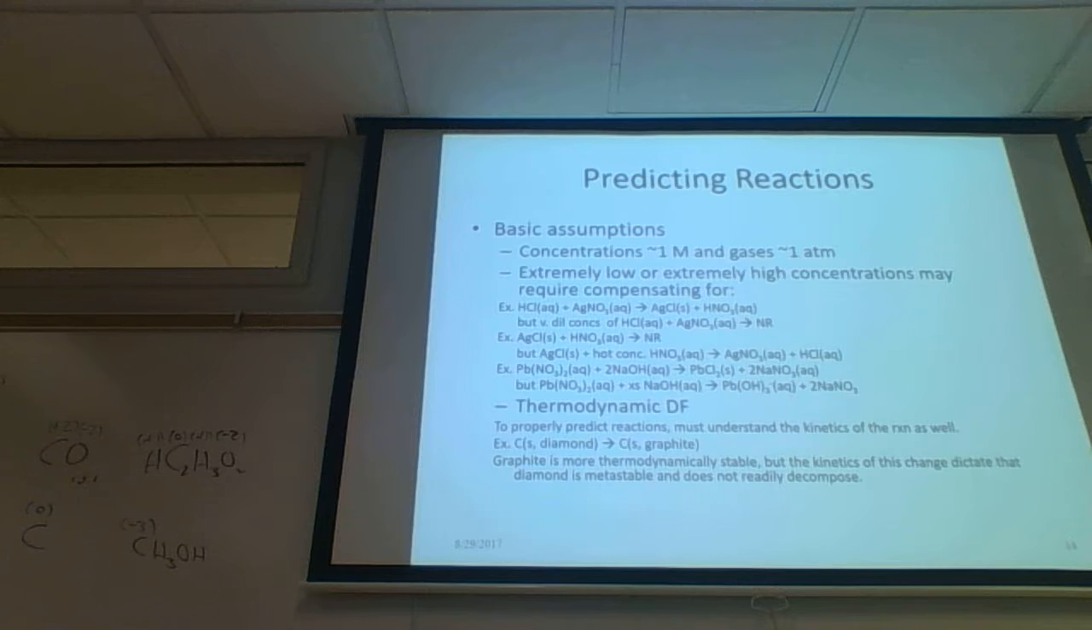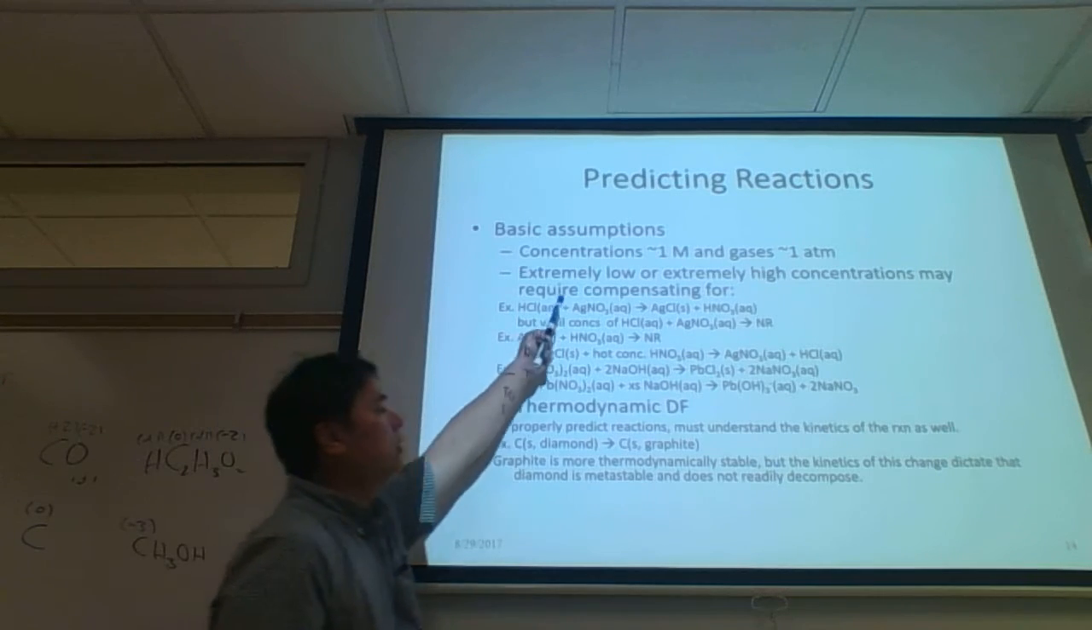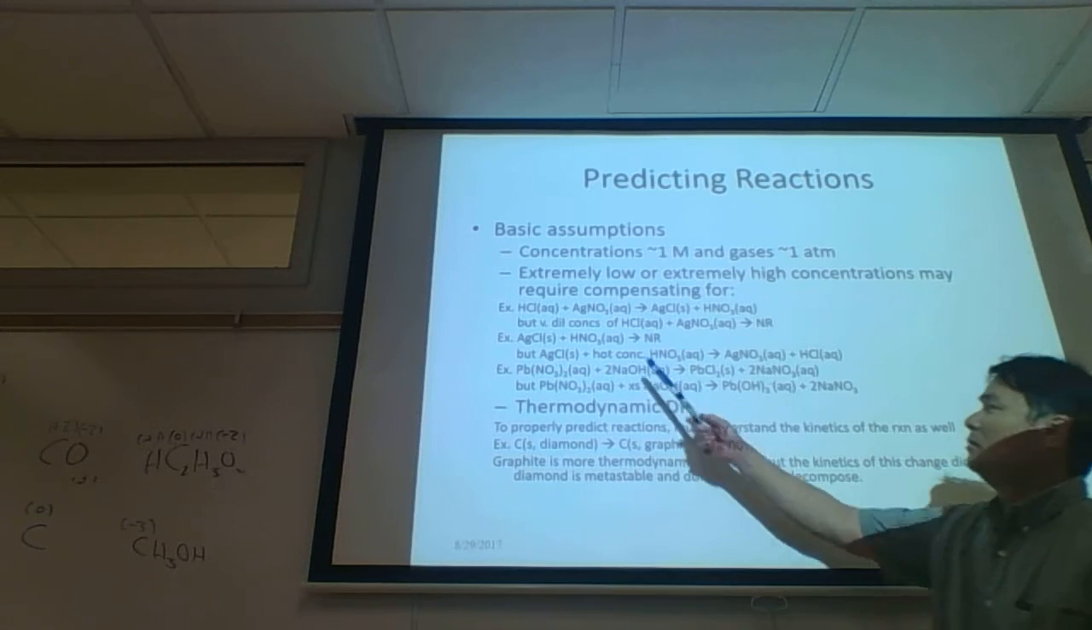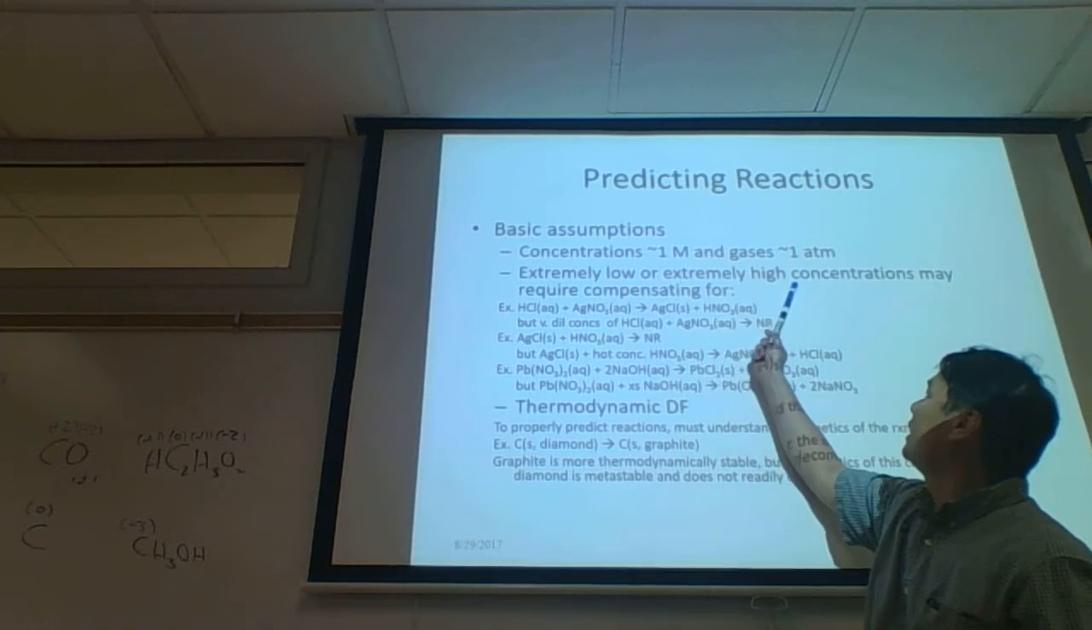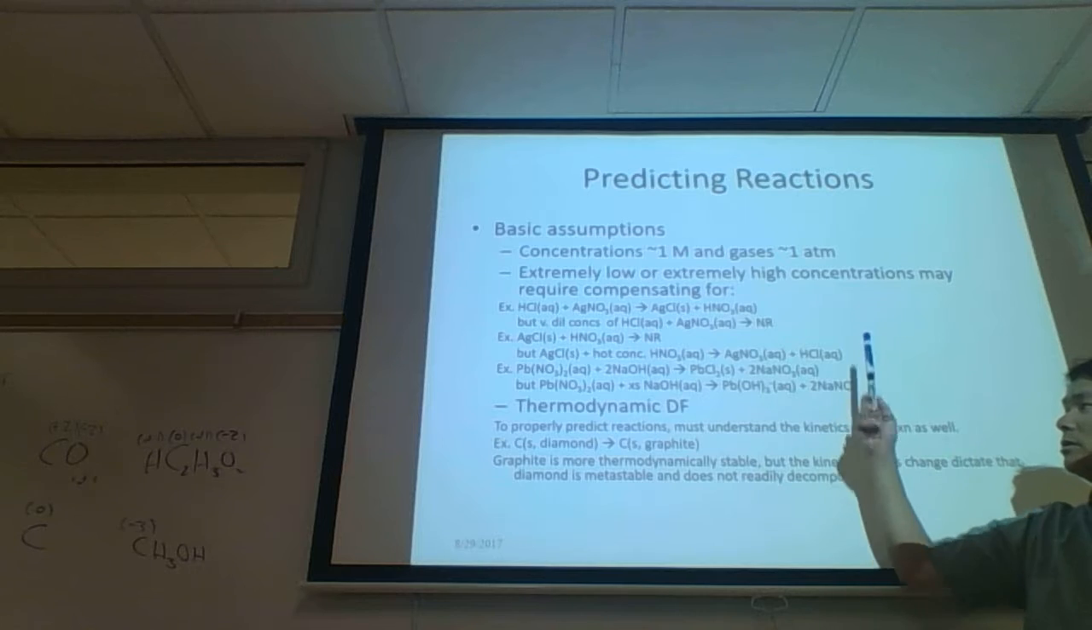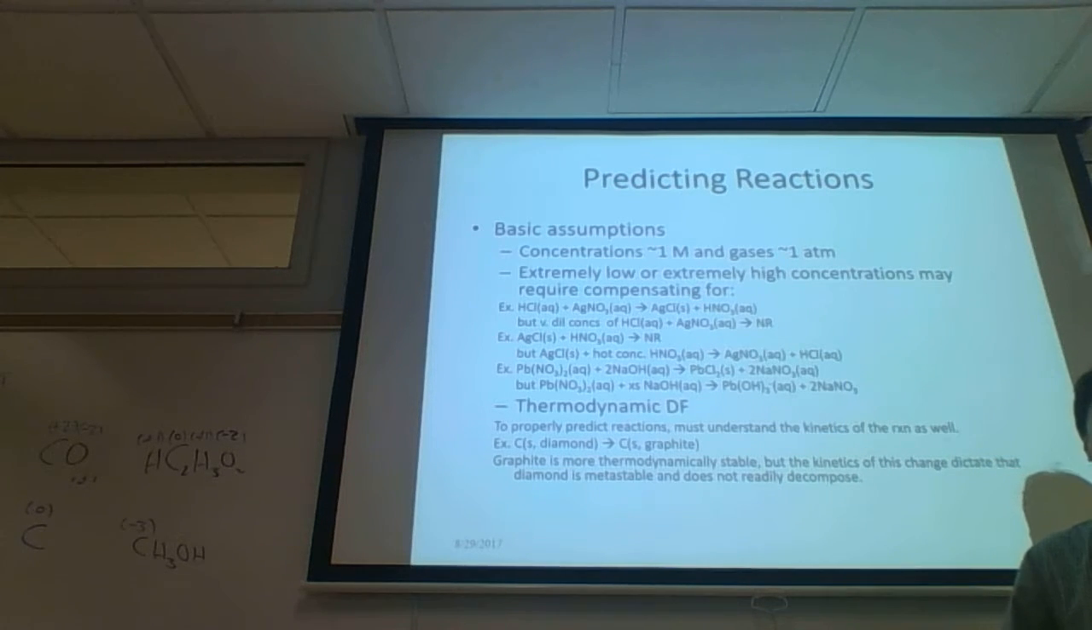What I try to do in lecture, I don't write everything down on the board, but you should try to write everything down in your notes. It's called standard thermodynamic conditions. And so our first basic assumption is we're going to work under standard thermodynamic conditions, 1 molar and 1 atmosphere. You can go back to chapter 7 and read about it. Extremely low or extremely high concentrations require compensating for. It's not that we can't work at other concentrations and other pressures. It's just if we do that, then we have to shift our thinking of what's stable and what's not stable in terms of that.